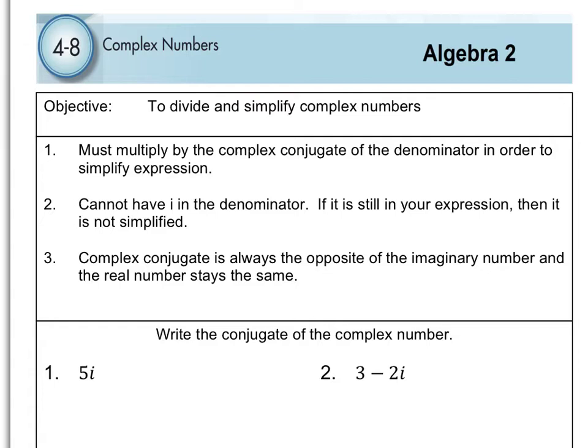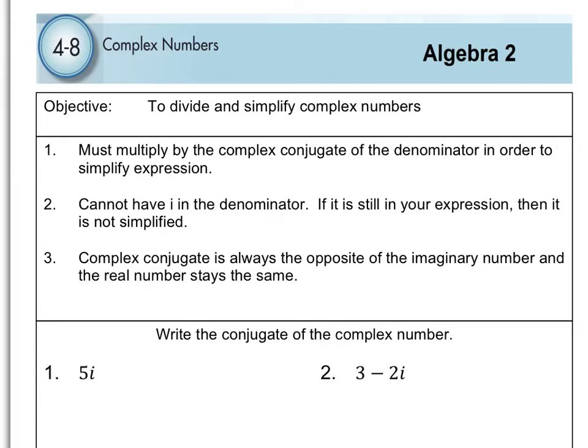Number two rule is that you cannot have i in the denominator. Okay, the reason you can't have i in the denominator is because you have a square root, and we cannot have any square roots in denominators. If it is still in your expression, then it's not simplified.